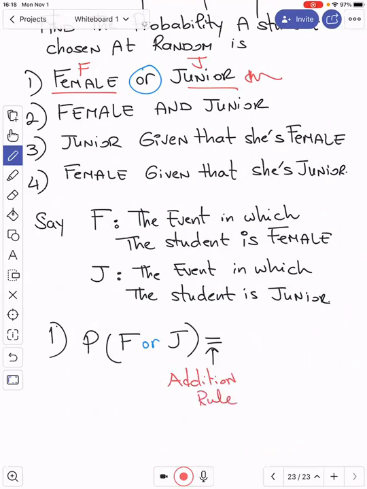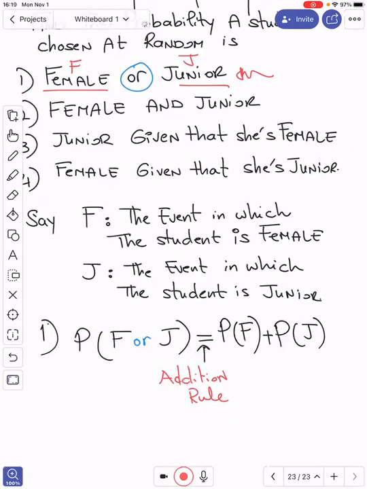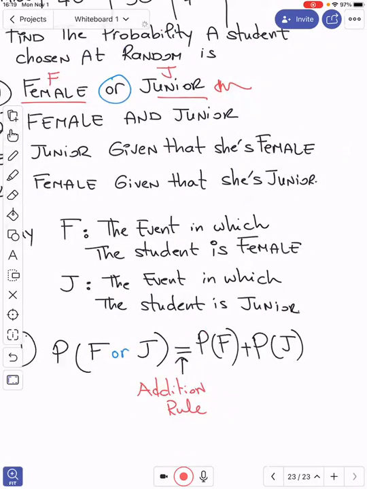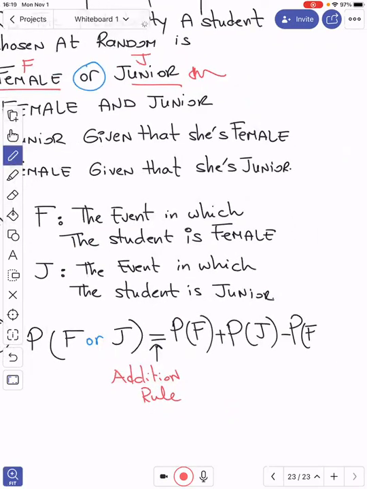So the probability of A is F, so that's the probability of F, plus the probability of B, but our B is J here, so the probability of J, minus the probability of A and B, so that's the probability of F and J. Right. So far so good. Any questions, guys?